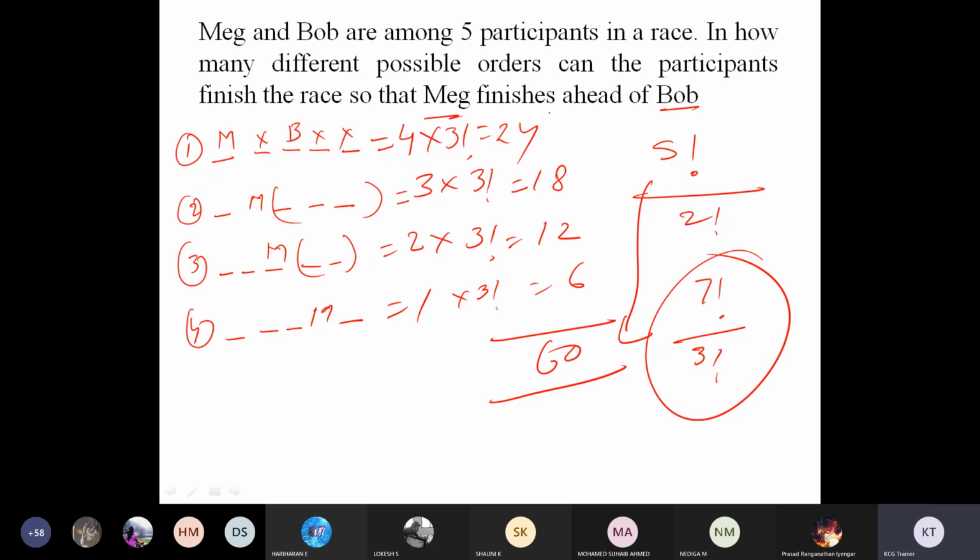If Meg comes in the second position, then Bob has only 3 positions left, that is third, fourth, and fifth. So out of third, fourth, and fifth, Bob can take any one position. So I have taken 3 multiplied by 3 factorial, because 3 factorial is for the remaining 3 people who can be shuffled.